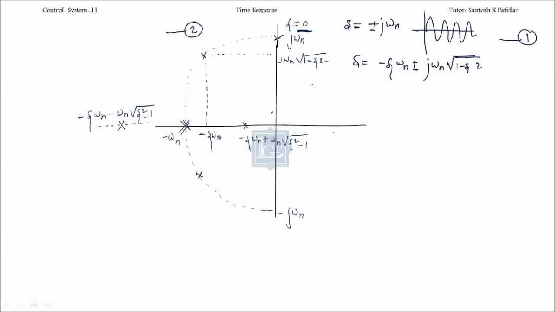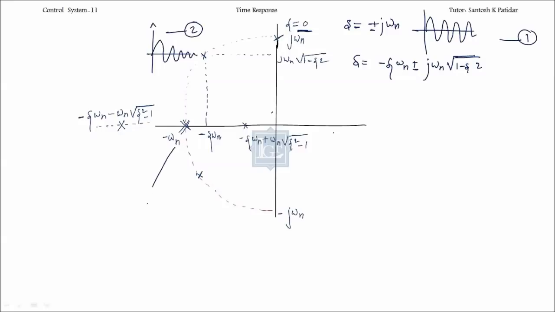If you are having any difficulty, please switch to the control system 10 session and watch it, so you'll automatically get how I got this. So this was the case 2, the case of underdamped system. The oscillation will die out, and at t equal to infinity you'll get 0.